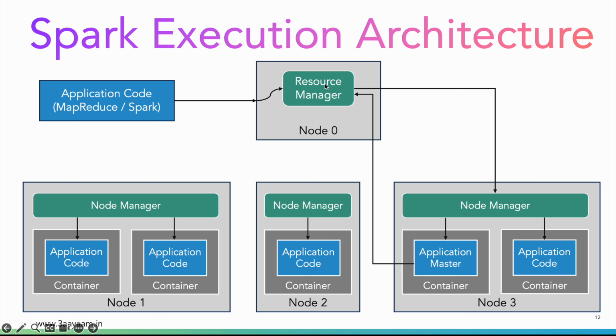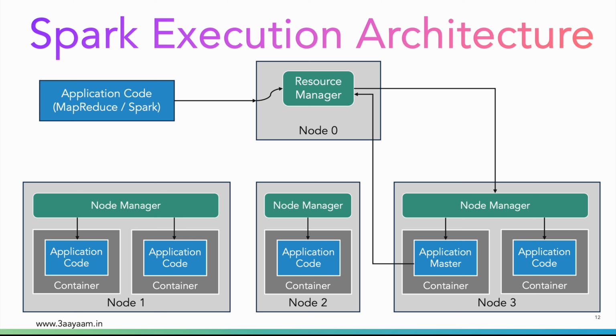Resource manager finds out one of the nodes which is available with the resources. Then it talks to the node manager and then starts the application master. Then application master communicates back to the resource manager saying that I need so and so resources: this much amount of RAM and this many number of CPUs. Then if those resources are available, resource manager would communicate with the node managers and then launch the application code. This is the architecture of Yarn.